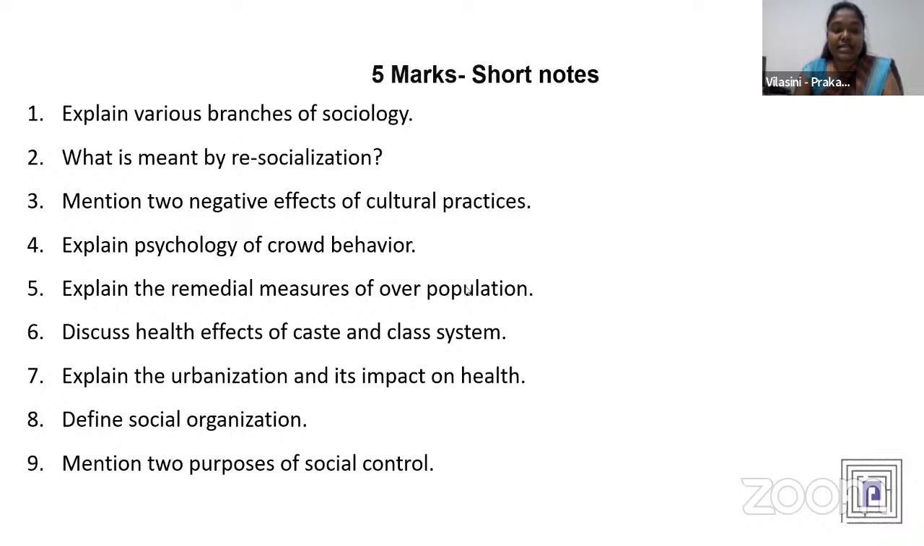Then what is re-socialization? That is the process of learning or acquiring things. Then negative effects of cultural practices, which greatly influence health. Then explain the psychology of crowd behavior. It will be like ignorant. Then explain the remedial measures of overpopulation and discuss the health effects of the caste and class system. Explain urbanization and its impact on health. Define social organization and mention two purposes of social control.